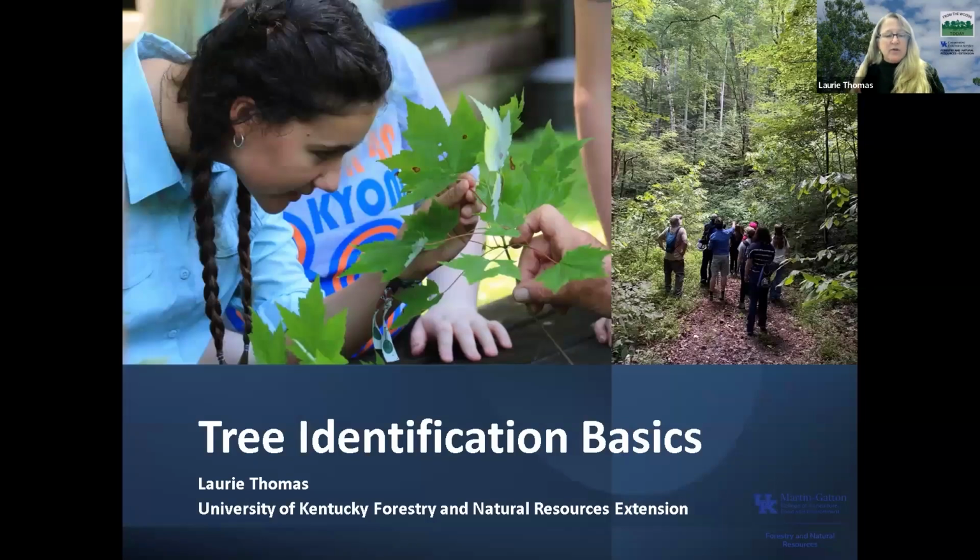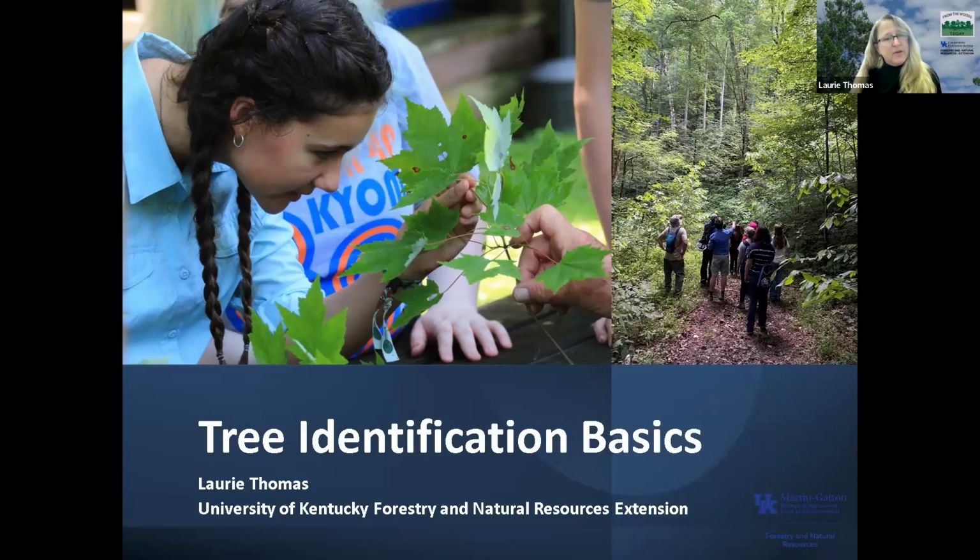Today we're going to go over some of the tree identification basics. Kentucky has, like we said, so many different species. We have over 120 different tree species in the state, which, as you can imagine, can make it a little challenging to identify trees. But there are tools out there that can help us, so you don't have to memorize everything. And that's what we're going to walk through today.